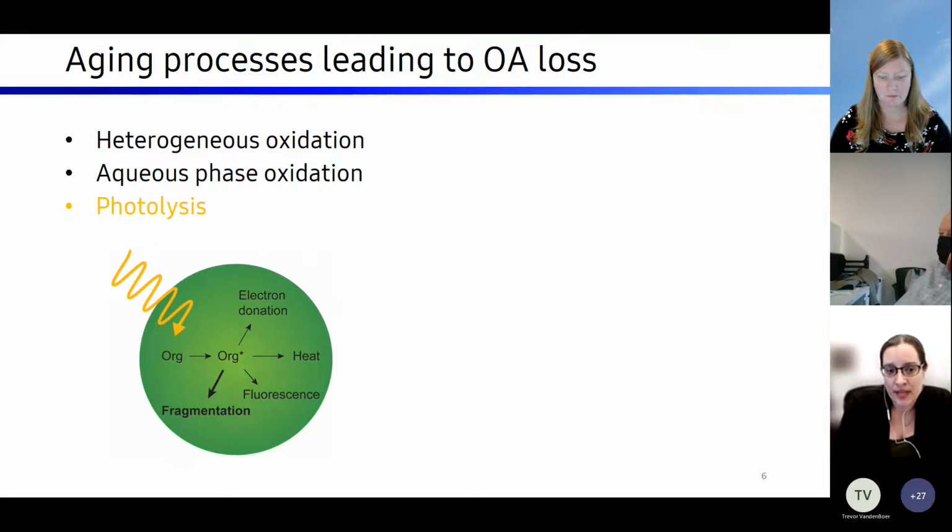The one that we focus on in my group is photolysis. For photolysis, we have a photon coming in, and if this photon can be absorbed by the organic molecule, that organic molecule will be excited up into an excited electronic state. And then it's going to relax back down to the ground state. And depending on the path that it follows, it could lead to a fragmentation event, which then, depending on the volatility, could lead to a decrease in the amount of mass that we have for these particles.